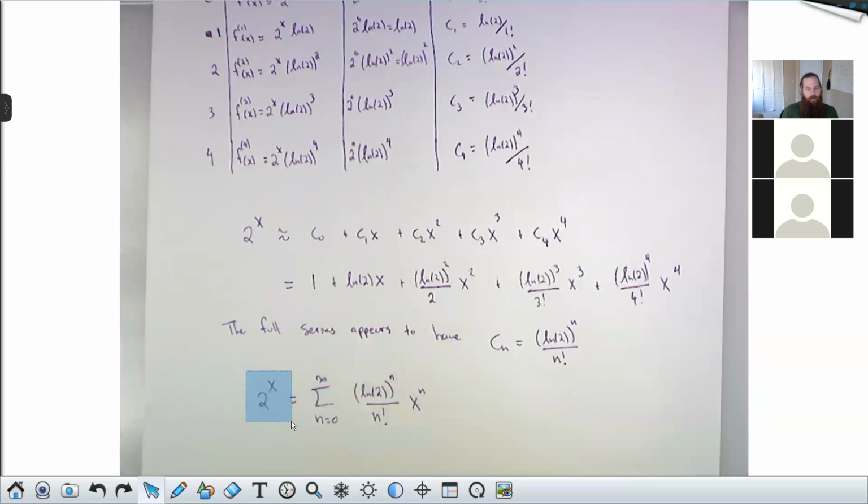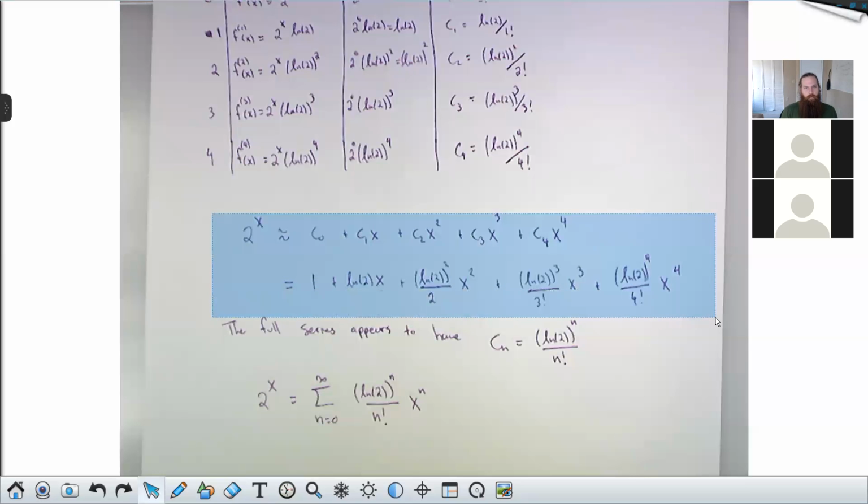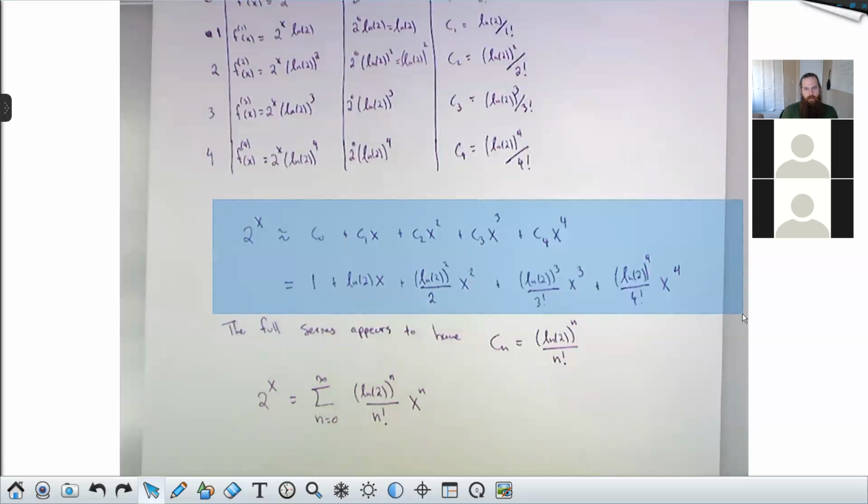If you can write 2 to the x as e to the x times the natural log of 2, if you're willing to play those sort of algebra tricks. But for the purposes of this problem, this is what we were asked for. And it all came from this table. Questions about the table work or how we got to this answer here, the answer they asked for?